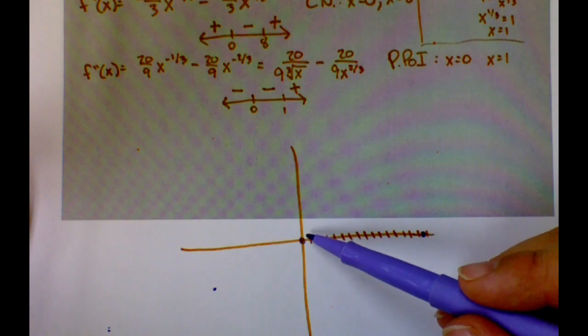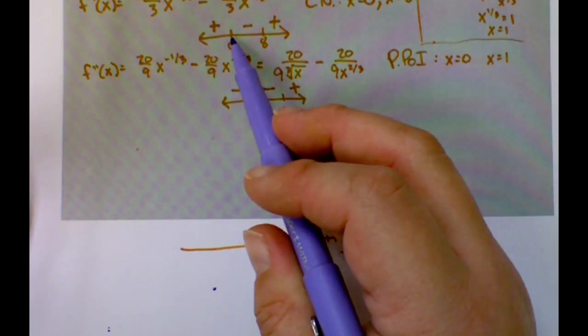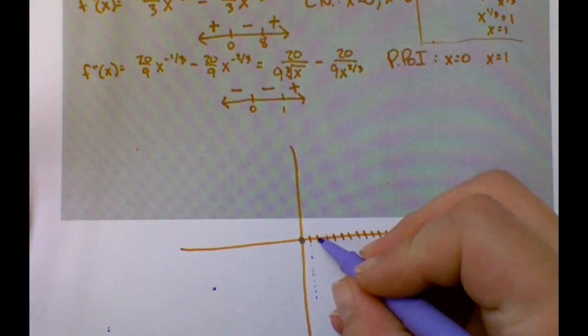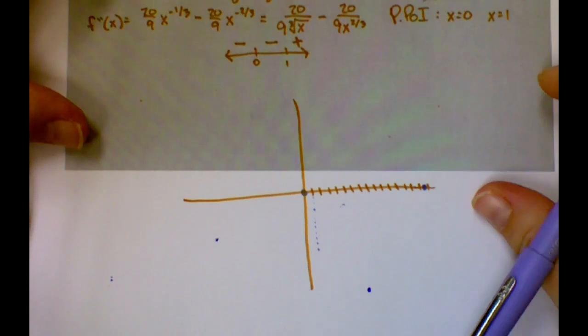I know that I am increasing until I hit 0, and then decreasing until I hit 8, and then increasing again. I know it is concave down until I hit 1. Let's make myself a little dotted line here. And then concave up. I know that the left end should go down and the right end should go up. And I know 0 and 8 are my critical numbers. I have a relative maximum at 0, a relative minimum at 8. And if I plug in 8 to my original function, I'm actually going to get negative 16, so we're just going to make a dot for that.